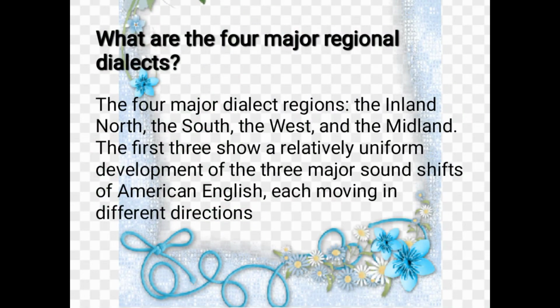What are the four major regional dialects? The four major dialect regions are the North, the South, the West, and the Midland. The first three show a relatively uniform development of the three major sound shapes of American English, each moving in a different direction.